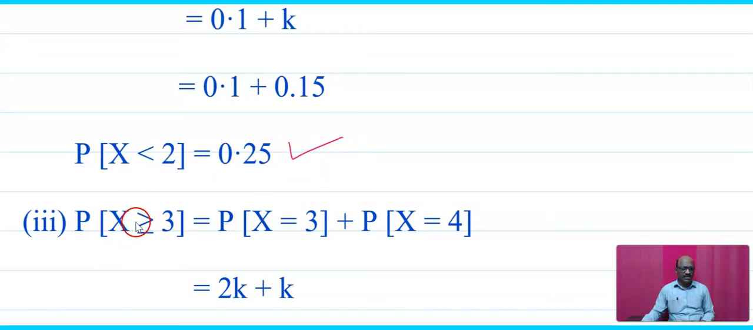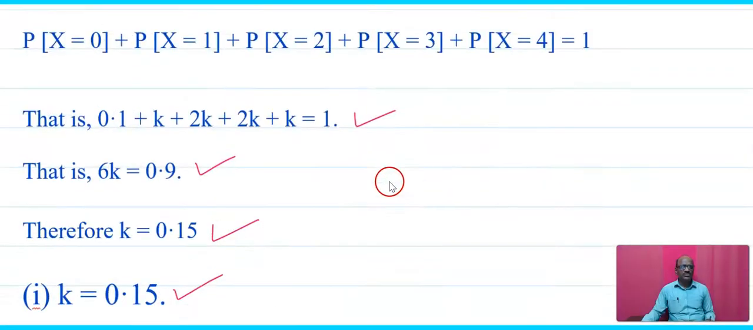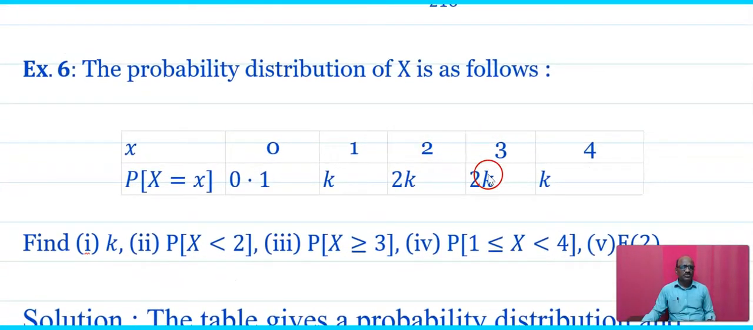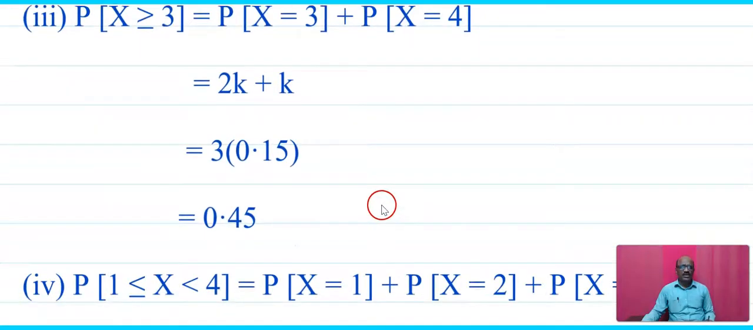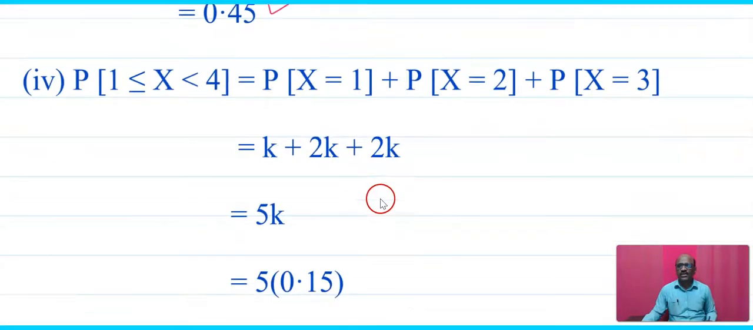For the probability of capital X greater than or equal to 3, we take X equals 3 and X equals 4. For X equals 3 it is 2K, and for 4 it is K. Then you will get 3K, that is 3 into 0.15, you will get 0.45.